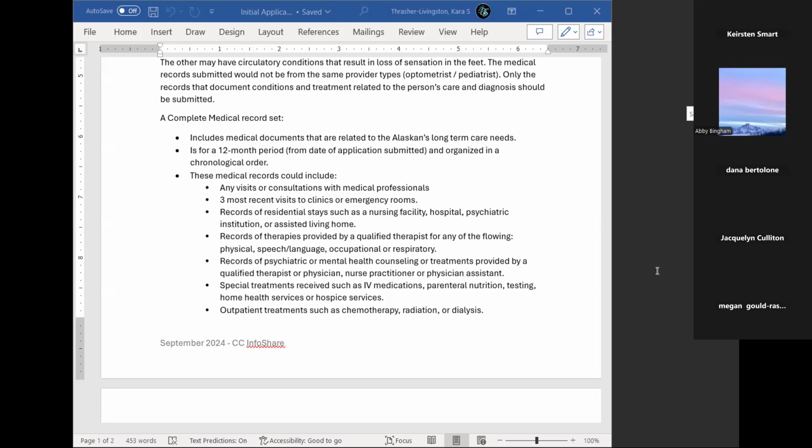The medical records could include visits or consultations with medical professionals, the three most recent visits to clinics or emergency rooms, records of any residential stays in a nursing facility, hospital, psychiatric institution, or assisted living home. Records of therapies provided by a qualified therapist for physical, speech-language, occupational, or respiratory therapy.